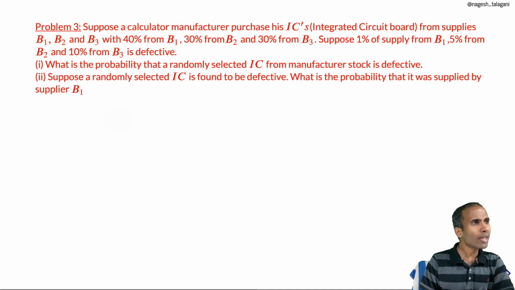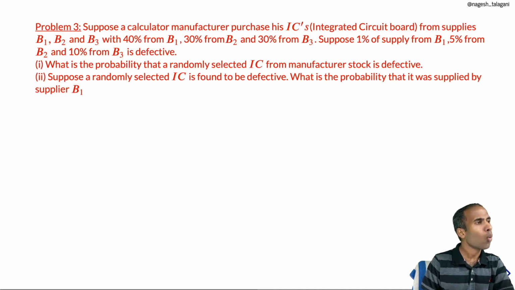Suppose a calculator manufacturer purchases his ICs, integrated circuit boards, from suppliers B1, B2 and B3, with 40% from B1, 30% from B2 and 30% from B3. Suppose 1% of supply from B1, 5% from B2 and 10% from B3 is defective. There are two questions here.